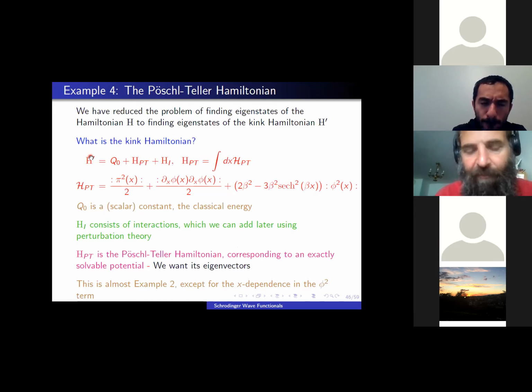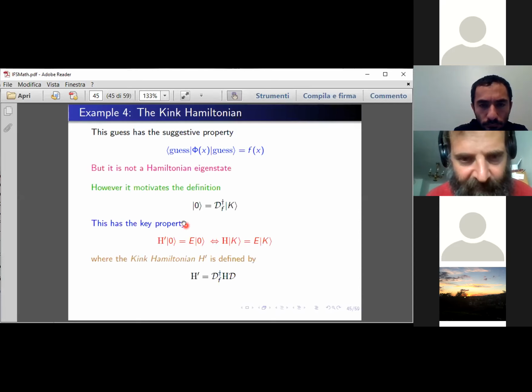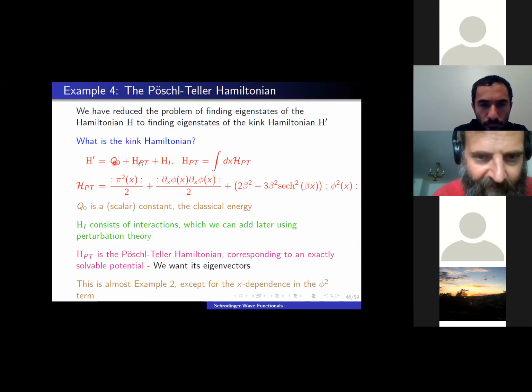So what is a kink Hamiltonian? Well, we know what df is, and so we know what H is, so we can just go ahead and calculate it. And so here's what it is. It's just a number plus what's called the Pöschl-Teller Hamiltonian. I'll write it down in a second, plus some interaction terms, order phi cubed and higher.